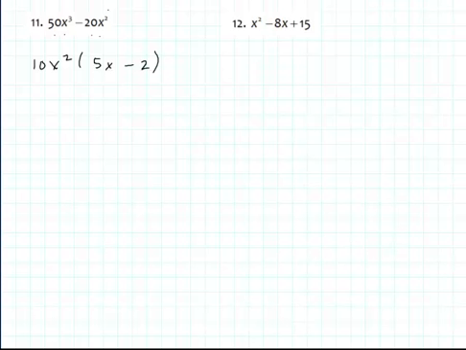Here we have a nice trinomial with a lead coefficient of 1. You should be able to just jump to the answers on these problems. Two sets of parentheses. X goes here and here. That takes care of the x squared. Now I need two numbers that multiply to be positive 15, so that tells me that the signs are going to be the same. The negative in the middle tells me they're both going to be negative. 15 is 5 and 3.